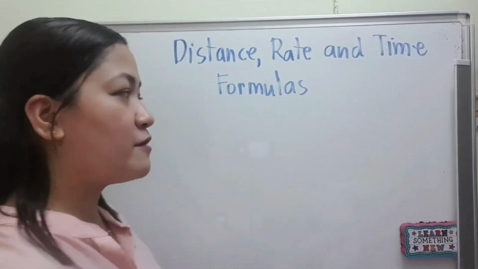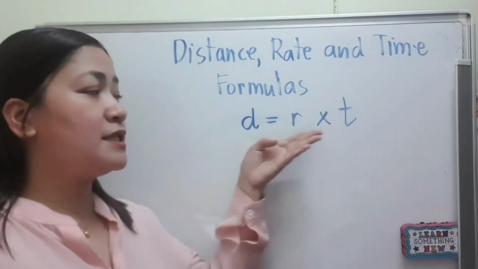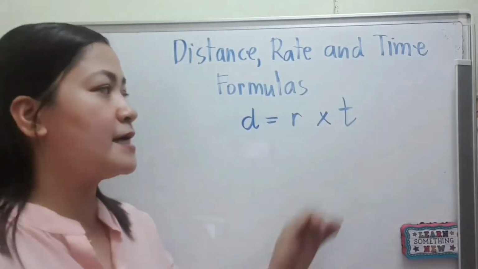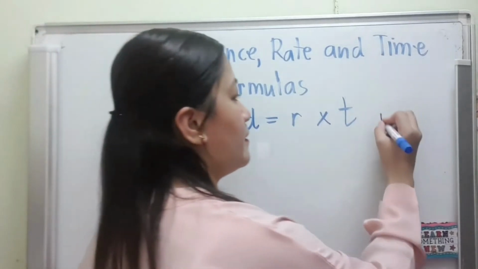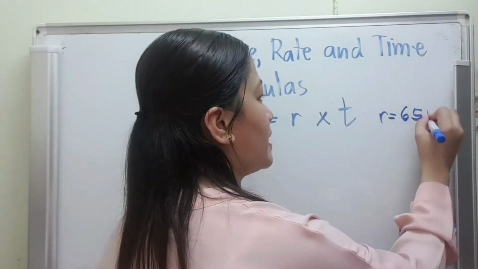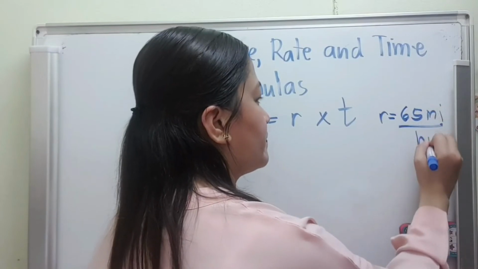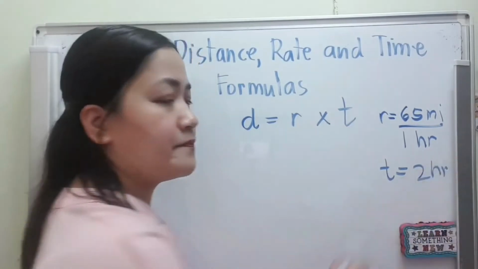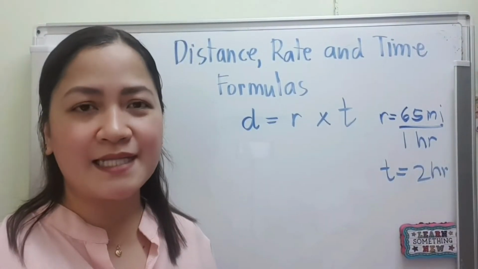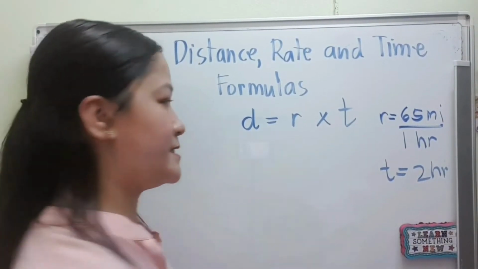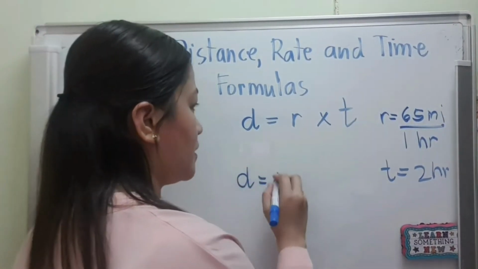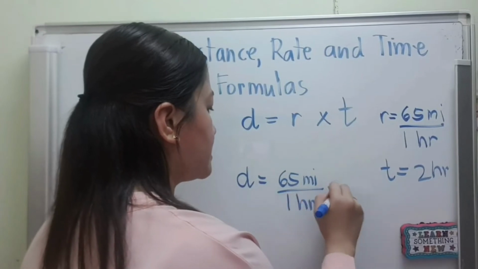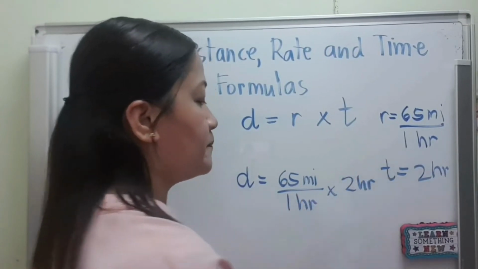So we will be using the formula D equals R times T, or distance equals rate times time, where R is 65 miles per hour and the time is 2 hours. So we are going to multiply the rate and the time to find the distance. So D equals 65 miles over 1 hour times 2 hours.